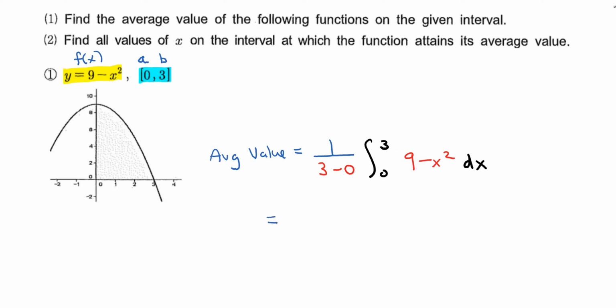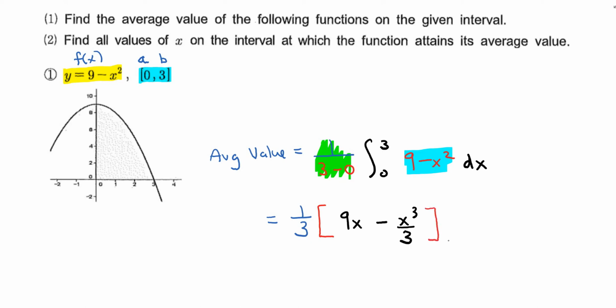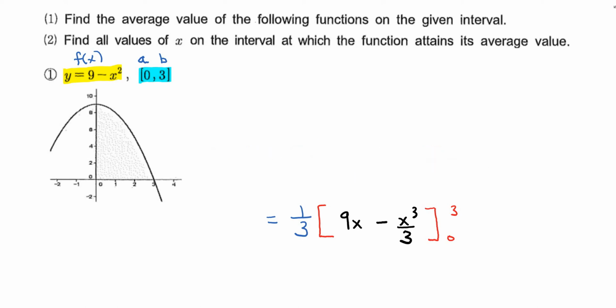So let's go ahead and evaluate this now. 1 over 3 minus 0, this part right here in green, is simply going to be 1/3. And then if I take a look at 9 minus x squared, the antiderivative of that is going to be 9x minus x cubed divided by 3. Then I can close that bracket, and I'm going from 0 to 3 for that particular integral. Once we've taken the antiderivative, we're just using the fundamental theorem of calculus now, and I'm just going to move the work up to here.